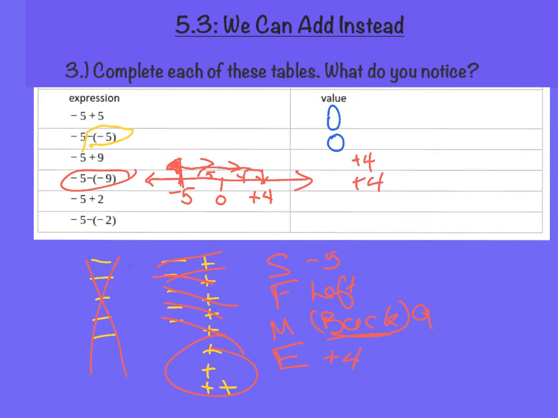Negative 5 plus 2. So 1, 2, 3, 4, 5 negatives. 2 positives. I cancel those out. And what am I therefore left with?